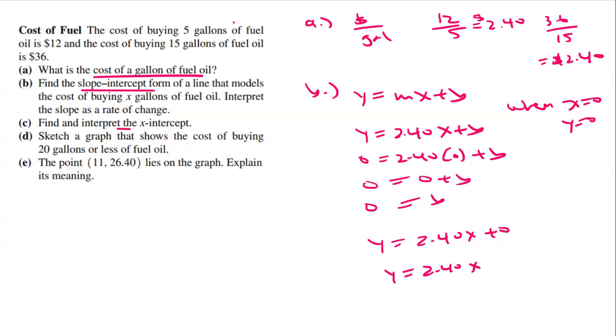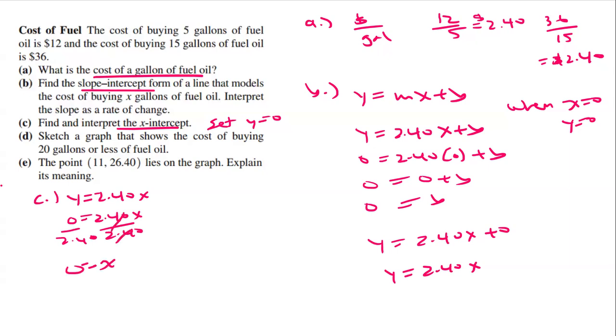Now, part C says find the x-intercept. We talked about that in previous sections. To find the x-intercept, we just set y equal to 0. So this is part C. We have y equals 2.40x, and then we set y equals 0. So 0 is equal to 2.40x. Then we solve for x. So divide both sides by 2.40. So x gives us 0.